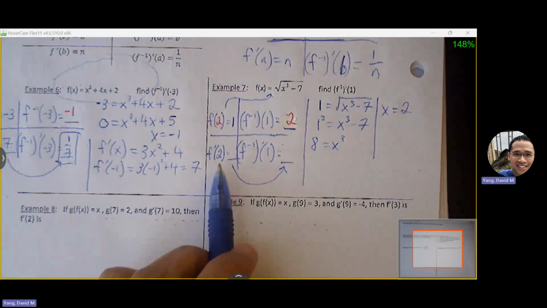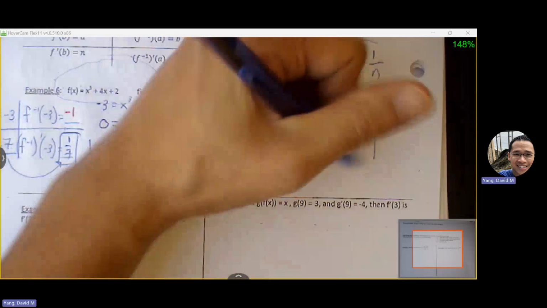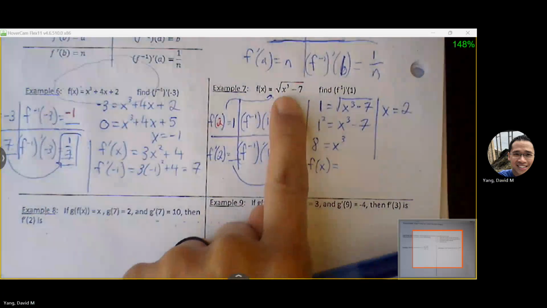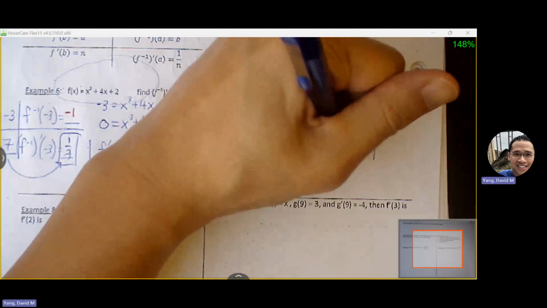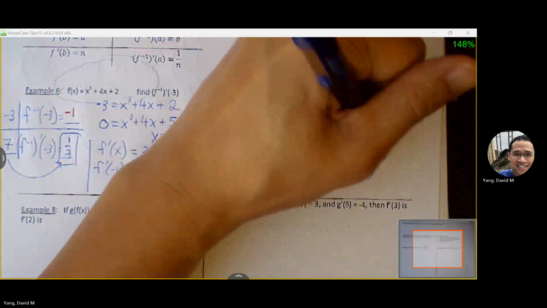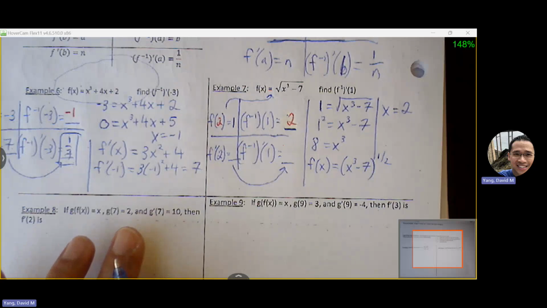To find f prime of 2, we first have to find the derivative f prime of x. To find f prime of x, what rule do we have to go through here? Chain rule, yeah. Okay. We'll do outside derivative times inside derivative.